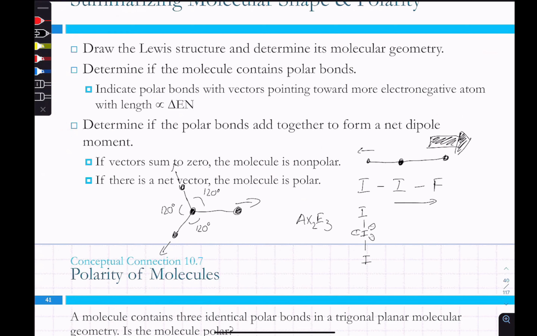The other one is AX4E2, and that one's a little bit easier to see. That's square planar. So I put my molecules out here, and then I put a lone pair on top and a lone pair on bottom. As long as all the other atoms are the same, those lone pairs cancel each other out, and all the other bonds will cancel each other out, so that's nonpolar. I believe those are the only two exceptions, though.